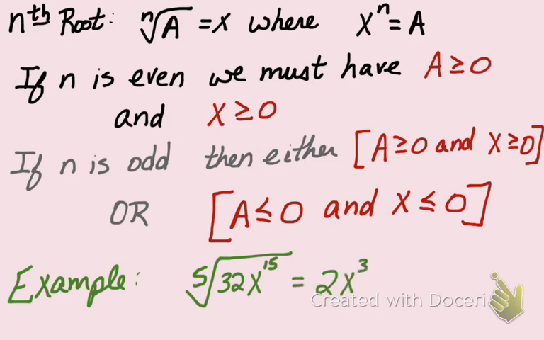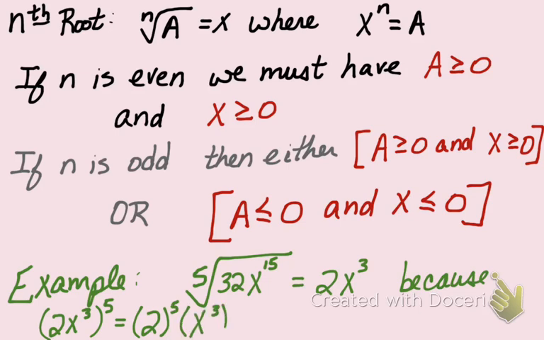If I take the fifth root of 32x to the 15th, this equals 2 times x cubed, because if I look at 2x cubed to the fifth power, I get 2 to the fifth times x cubed to the fifth, and by our rules of exponents, x cubed raised to the fifth power is actually x to the 15th. And that's how we do radicals or nth roots.